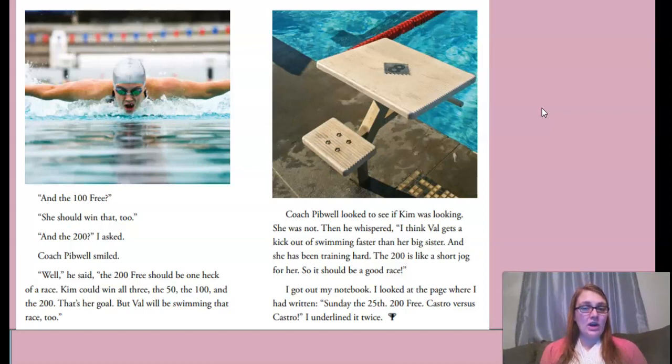And she's been training hard. The 200 is like a short jog for her, so it should be a good race." I got out my notebook. I looked at the page where I had written Sunday the 25th, 200 free, Castro versus Castro. I underlined it twice. Here's an example in this picture of what a starting block looks like that they stand on to start the race, and here's an example of a swimmer competing in a race.